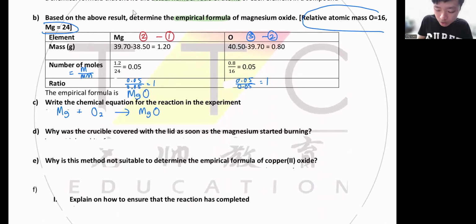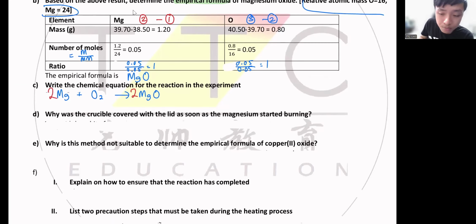Then the equation is balanced. I'm sure you have done this. So times 2 for MgO, because on the left side you have 2 oxygen. Now you have 2 magnesium on the right, so times 2 for Mg.